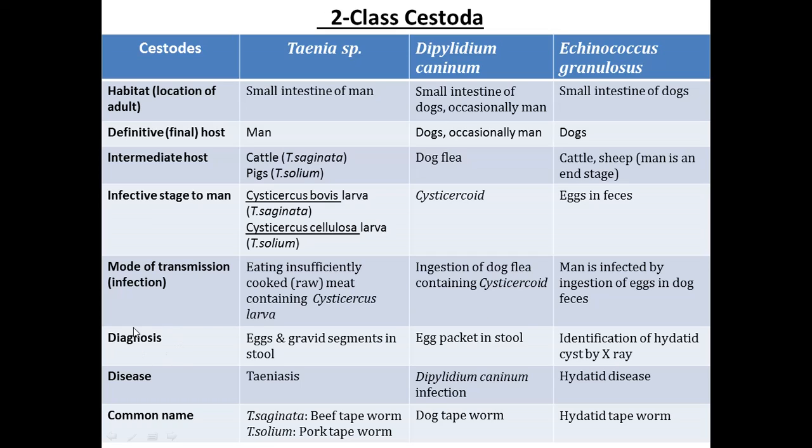Okay, the diagnosis or diagnostic stages. In case of Taenia species, after reaching the habitat and after reaching adulthood, sexual reproduction takes place, forming eggs. These eggs and the gravid segments go with the stools of man. So the diagnostic stages are eggs and gravid segments in stool. In case of Dipylidium caninum, the same case. The diagnostic stage is the egg packet in stool. Egg packet because the eggs are found together in the form of a packet.